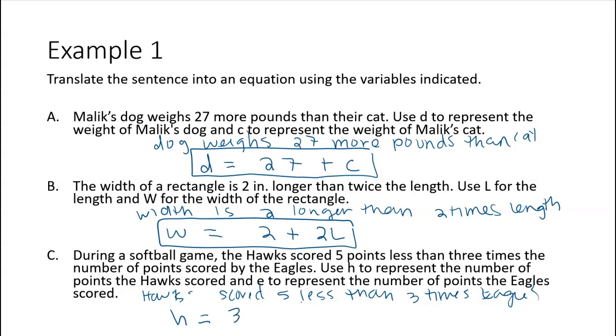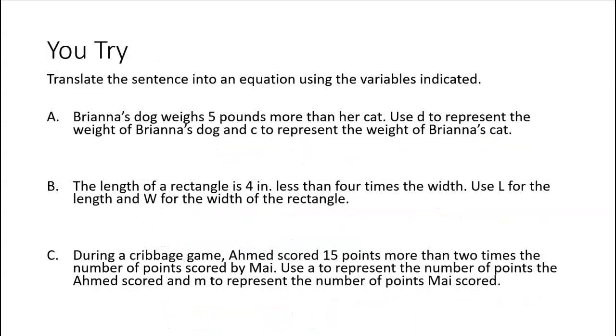So we would do 3 times the Eagles less than 5. Less than can always be a tricky one. Subtraction can be a little tricky. And that should be a lowercase e. We should just match the capital symbols. All right, give these 3 a try and press play when you're ready to see the solution.